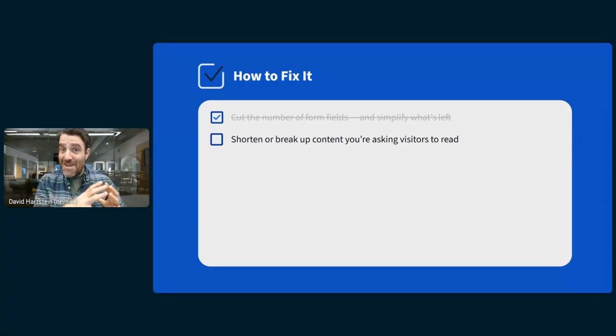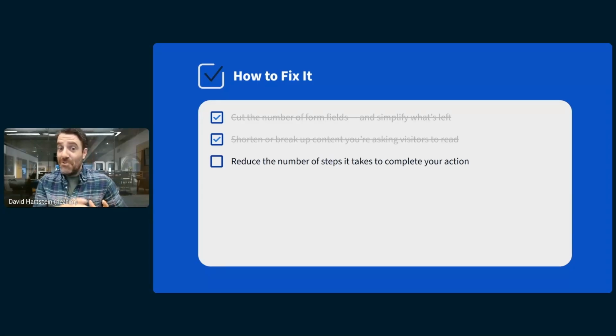Better yet, is there information that we can share after an action is taken? Maybe on a thank you page or in an email that goes out after they submit the form. We don't have to give everyone every piece of information up front. Maybe some of that could be moved after they've expressed interest or raised their hand and said, yes, I want to get involved. Maybe that's when we release a little bit more information that would have added some friction to the conversion path process.